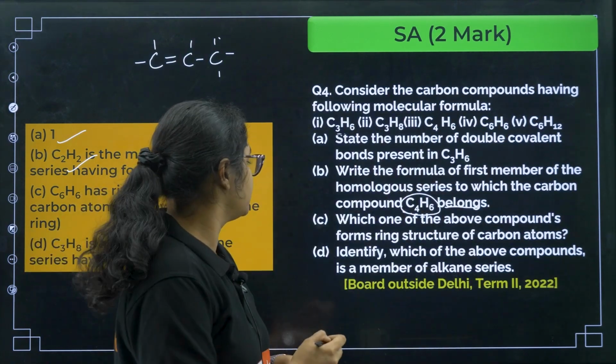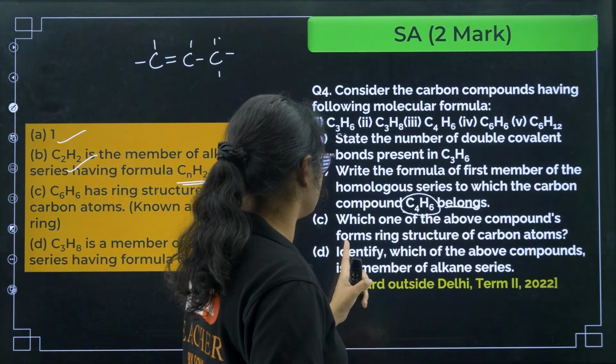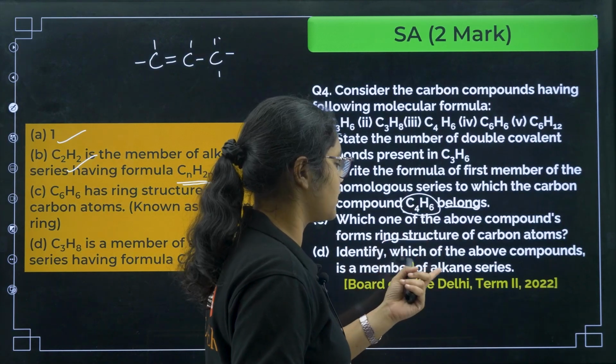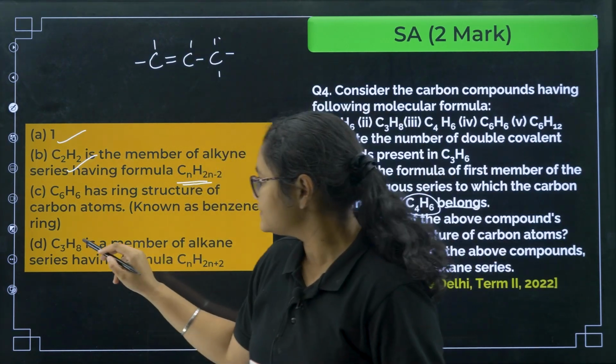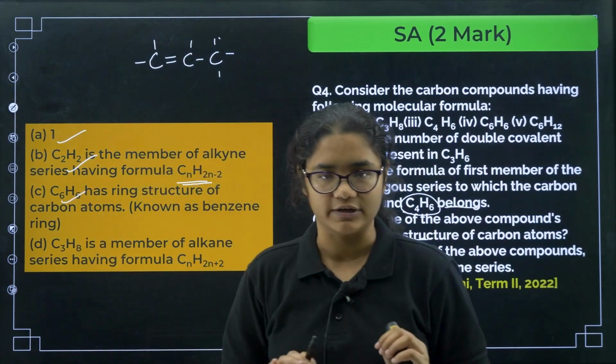Next question is which one of the above compounds forms a ring structure of carbon atoms? That is your benzene. C6H6 forms a ring structure.